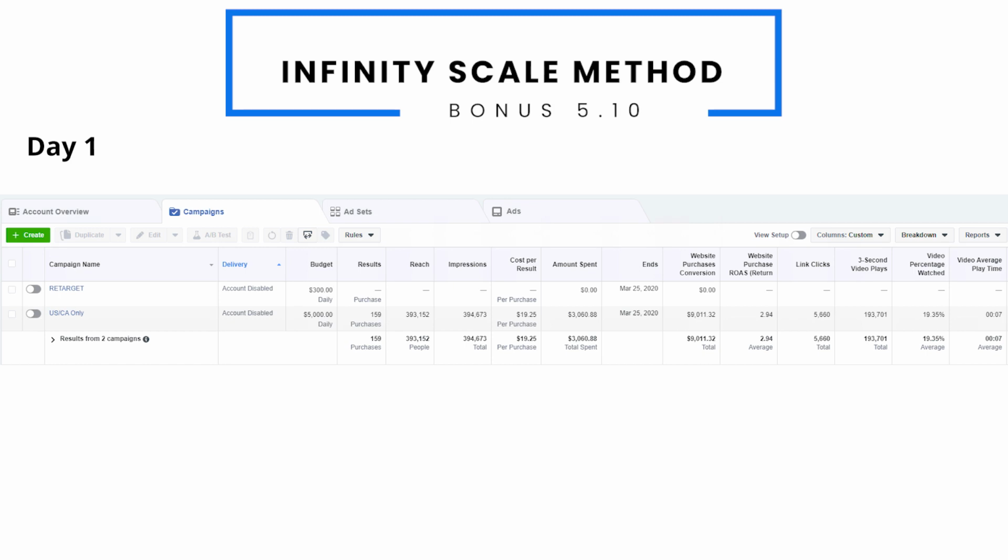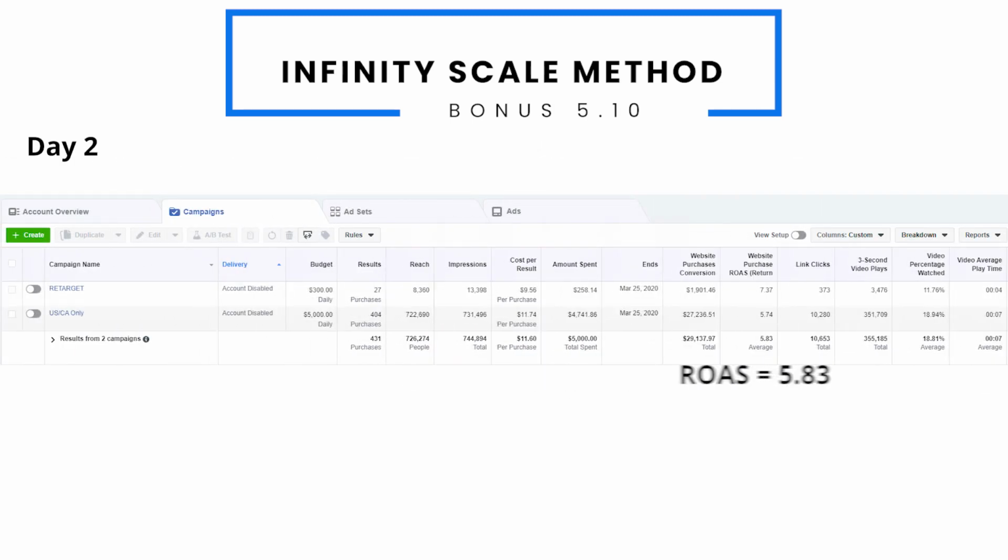Anyways, the initial results were okay. On day 1, we managed to spend $3,000 and hit a ROAS of 2.94. Pretty decent results for day 1. So for day 2, I set up a retargeting campaign on the side and left the campaign running at 5K daily spend. So on day 2, we hit a 5.83 ROAS.